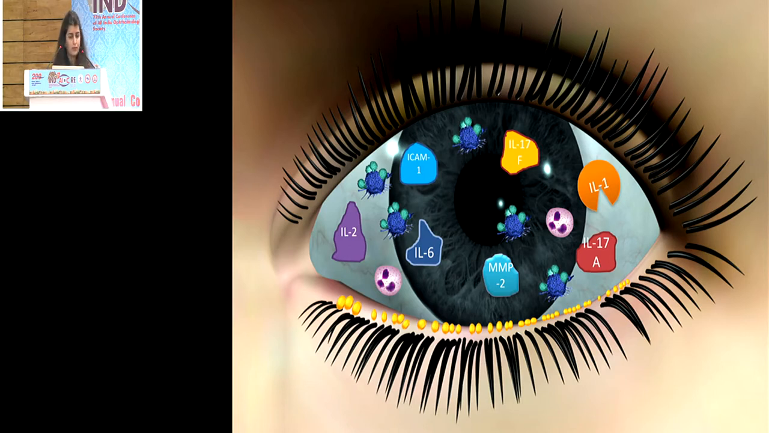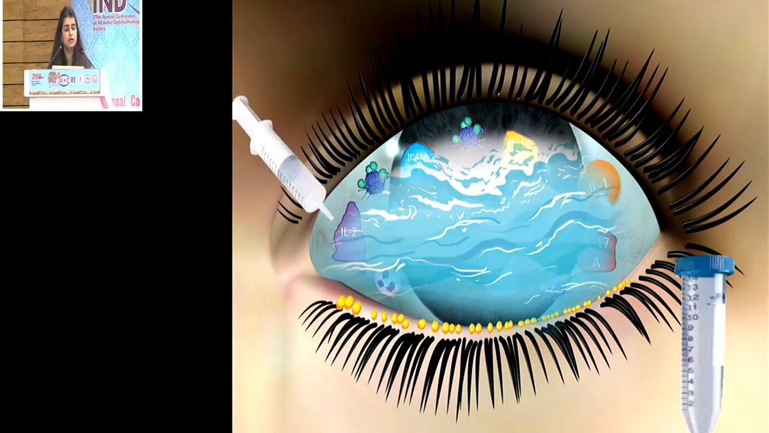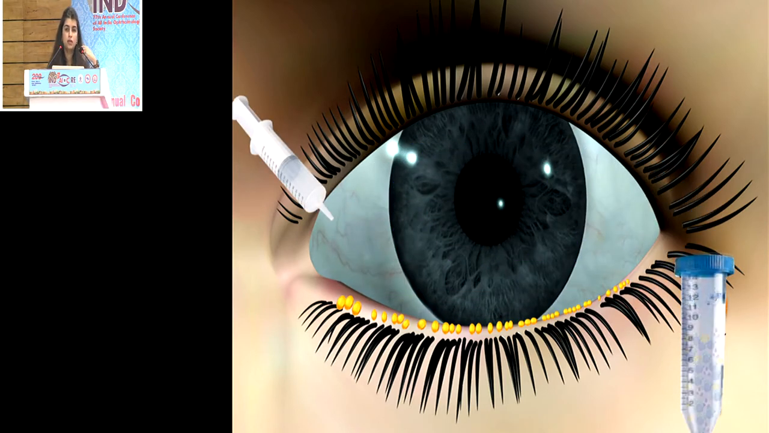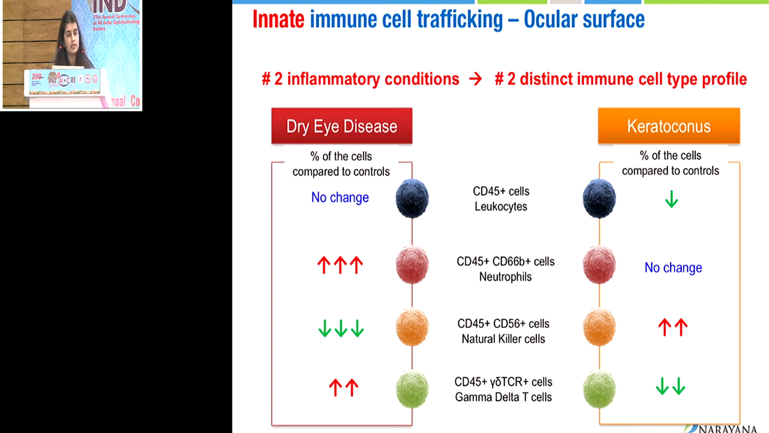What we have also started doing is what we call the ocular wash, or the immune wash. Essentially, the ocular surface is washed and the entire wash is collected in a tube. Now this tube, which has the cells, is sent for analysis.